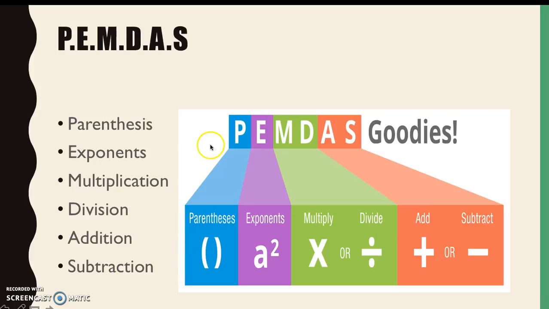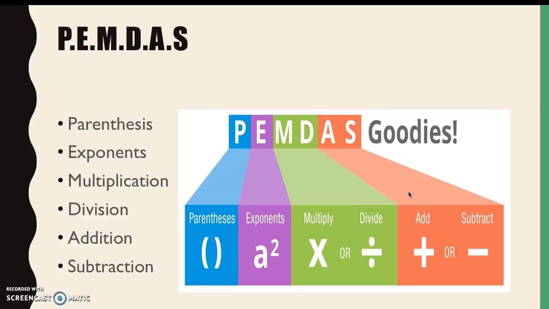As you can see here in the image, it has the P and the E in different colors, and then the M and the D are in the same color, and the A and the S are in the same color. Because these operations are opposite of each other, they're kind of partners. So they stay in the same color because we use them at the same time. And I'll go more into that in a little bit.